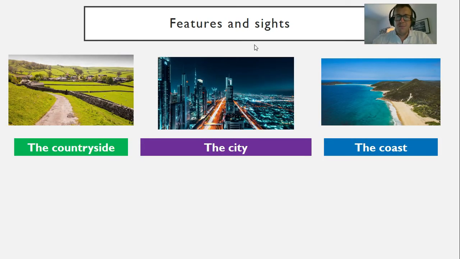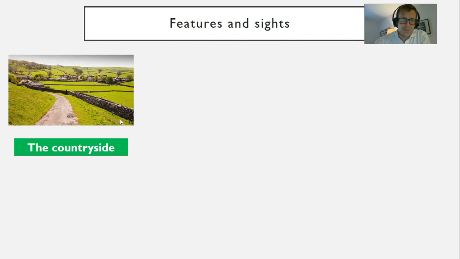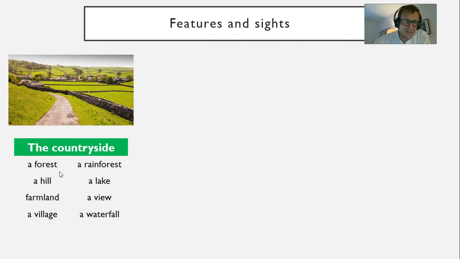So, in the book it talked about language of the countryside, language of the city, and language of the coast. Now, this book is made in the UK, so the language it was talking about was UK, Britain's countryside. But you can still try to learn some of it. So we had a forest, a rainforest, not many of them in the UK, a hill like we have here, a lake of water, farmland where sheep and cows are, a view, a village, a waterfall. I would say a view or a lake we could also have in a city, couldn't we?